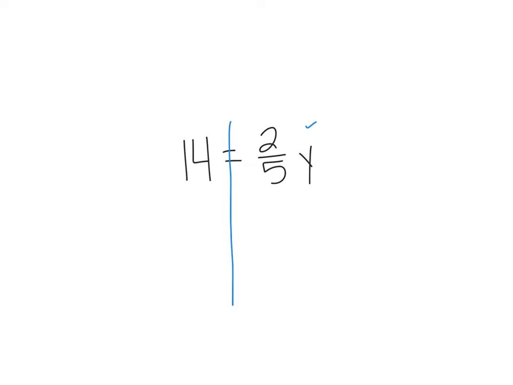Right now we have 2/5 times y. To undo that multiplication, we would want to divide both sides by 2/5. But we know that dividing by 2/5 is really the same thing as multiplying by 5/2, because remember our shortcut, skip, flip, multiply. So we're flipping, and we have to do that same thing to the other side. So on the other side, we're also going to multiply by 5/2.